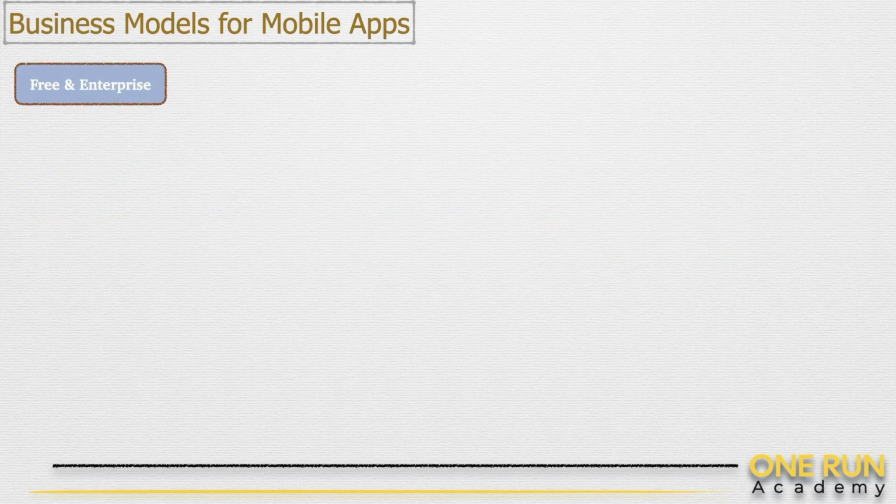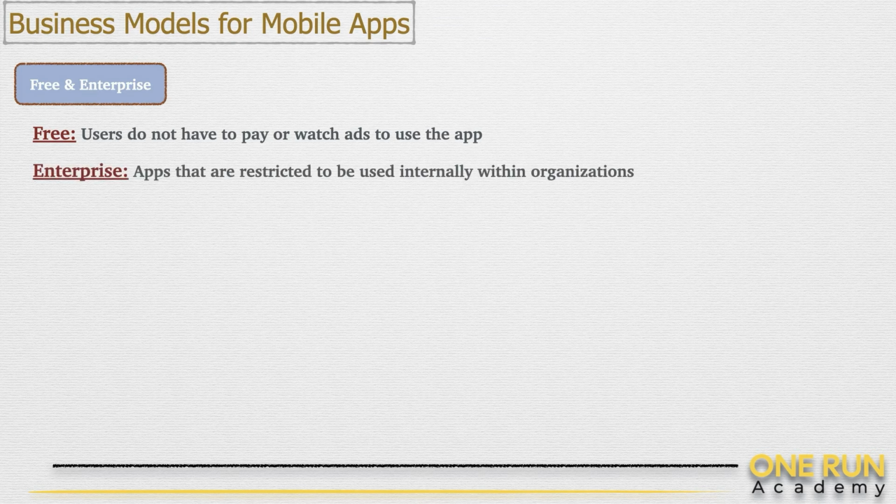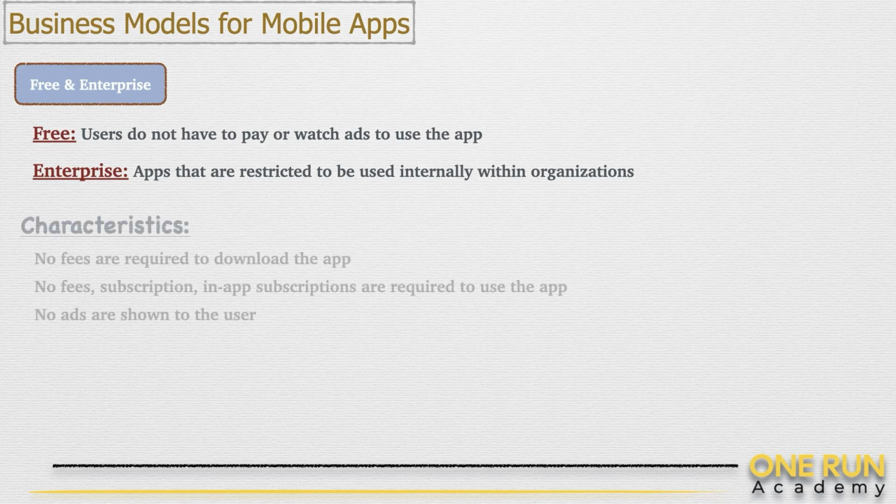So, starting with free mobile apps, and as simple as it sounds, they are just free. They are public and can be used by any user. However, if the usage of the app is restricted within an organization, it's called an enterprise app. These two models of apps, I mean free and enterprise, do not require the user to pay any type of fees to be able to download them. Plus, they can be used without any charges or subscriptions, and these apps do not show any ads at all. So, we can say that these apps do not drive profit, at least directly.